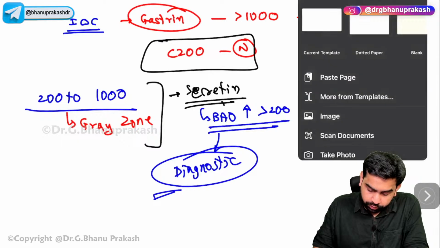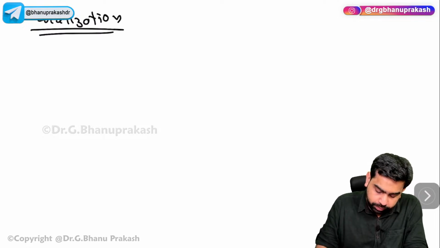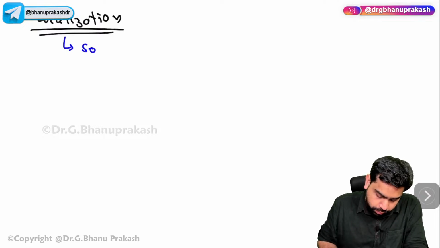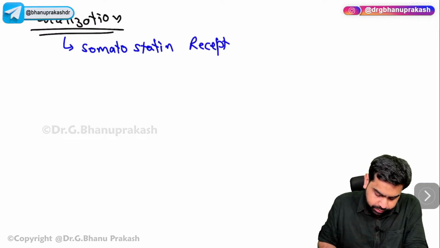Okay, now, we have diagnosed it, that's fine, but where in the body is this particular gastrinoma present? For the localization, can you use somatostatin receptor scintigraphy? So yes, somatostatin receptor scintigraphy can be used.